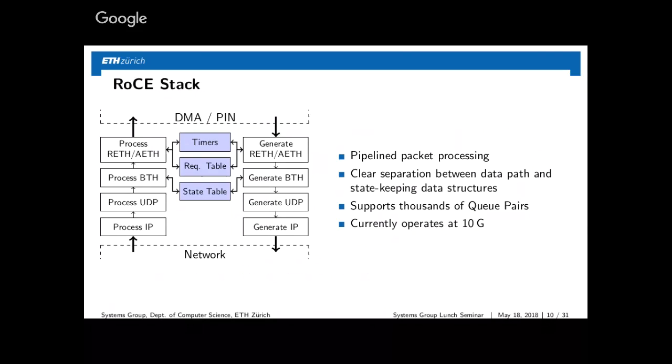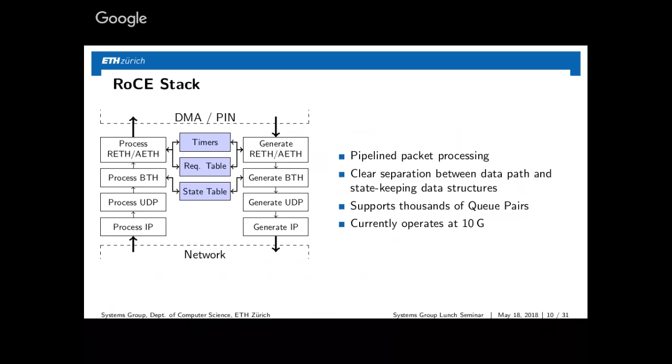So now the RoCE stack itself, obviously we pipeline everything. So packet processing is pipelined, and for each protocol or protocol header, we have a module that parses this header and extracts the required information. And then since this is stateful, we have to keep track of these packet sequence numbers and so on, so we have these data structures in the center, which are mostly implemented as tables, and there we keep all the state.